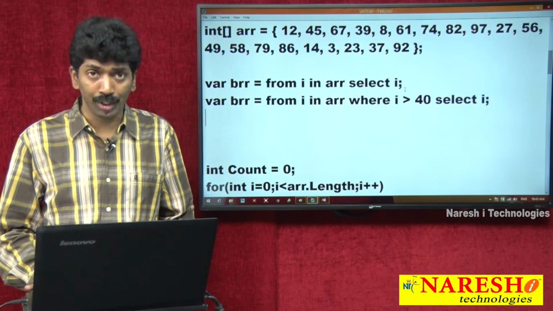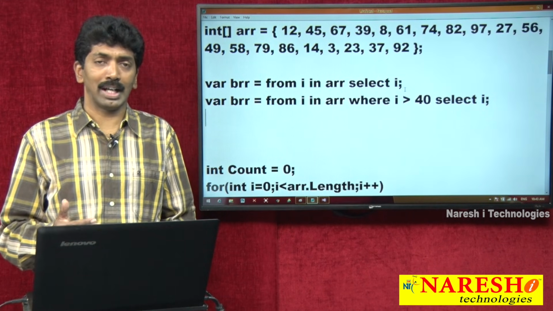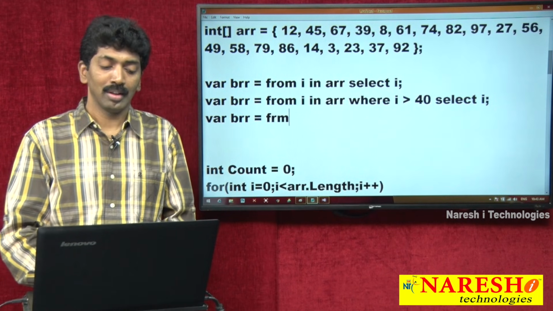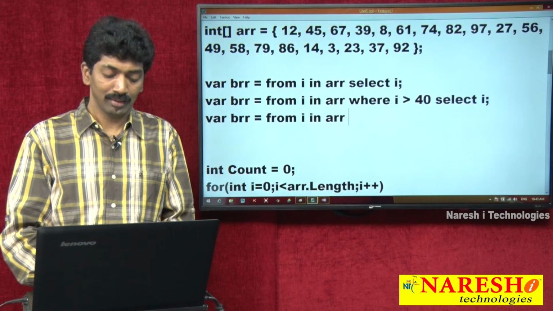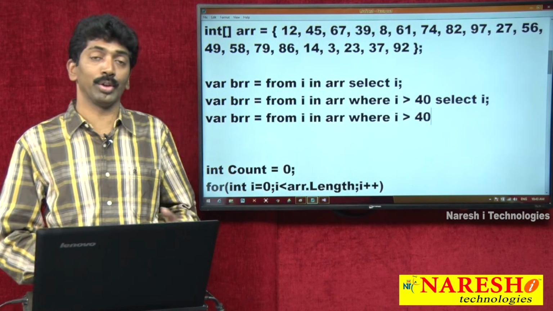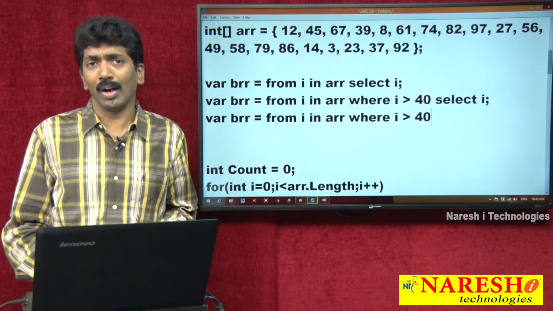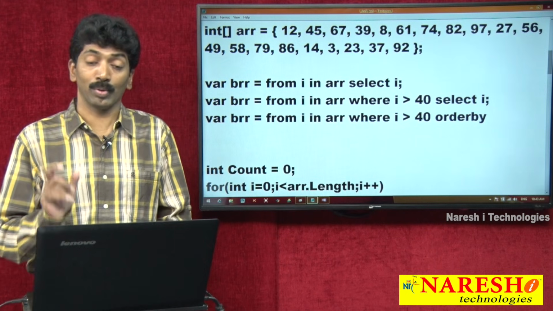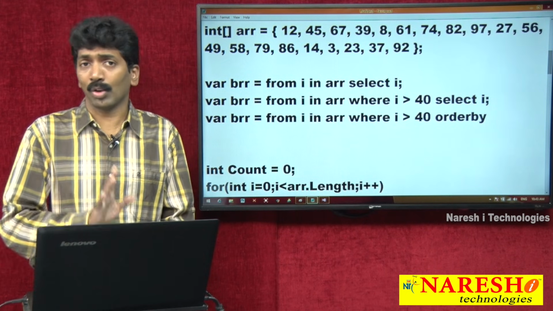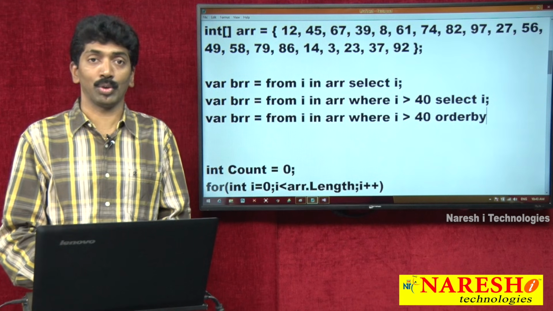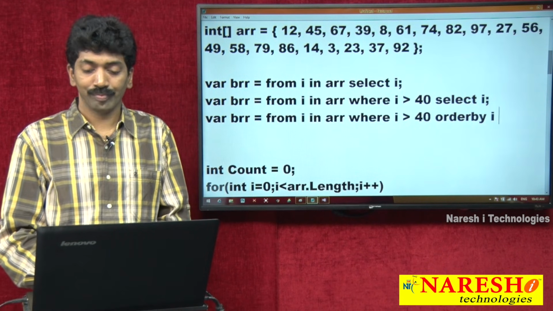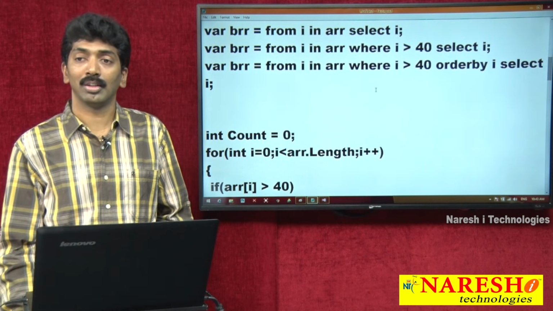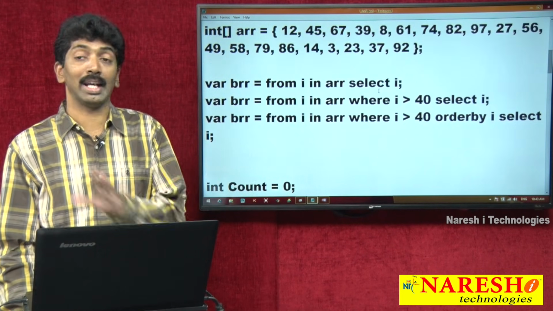Now, I want to try another query. What is that? All the values greater than 40 in a sorted order. var BRR is equals to from I in ARR, where I greater than 40. So what you are doing now? First you are picking all the values greater than 40. Now what you want to do? You want to arrange them now. How to arrange? Orderby. Orderby is a single word, not two separate words. Don't worry. When you are writing the code in Visual Studio, IntelliSense will show you. You don't require to worry about it. Orderby I. Select I. What you are going to get now? All the values greater than 40 in an ascending order.